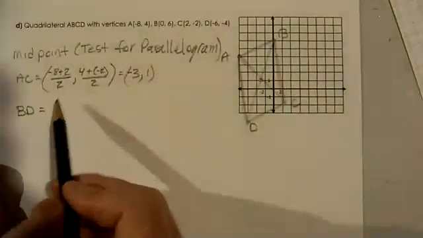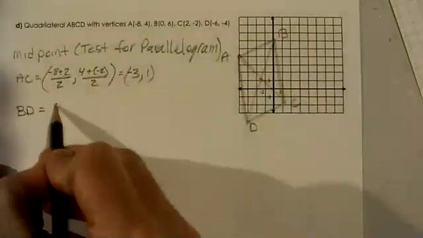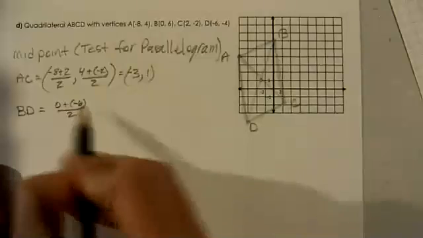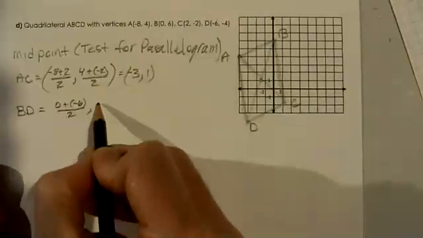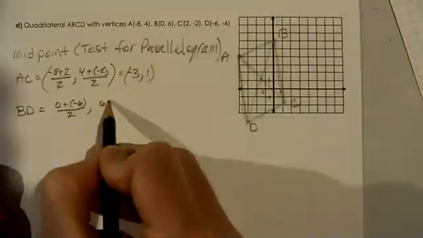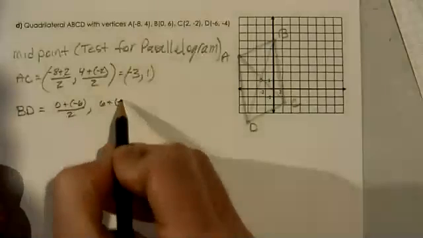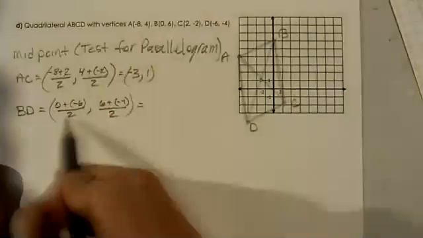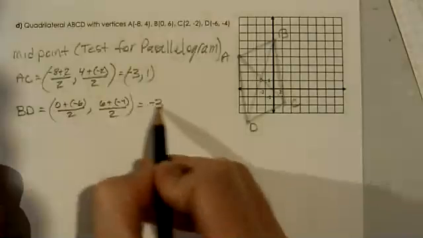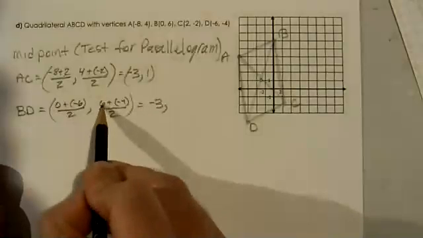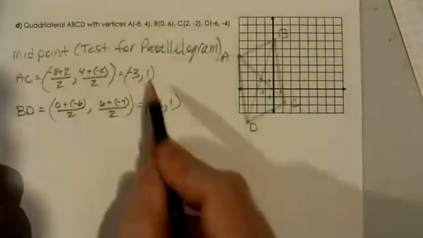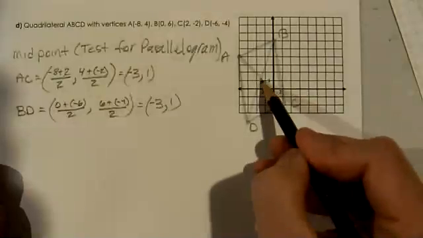So with BD, we do our x's, which is 0 plus -6 divided by 2, and 6 plus -4 divided by 2. So this is -3, and this is 2 divided by 2, which is 1. So yes, we have the same midpoint for both the diagonals.